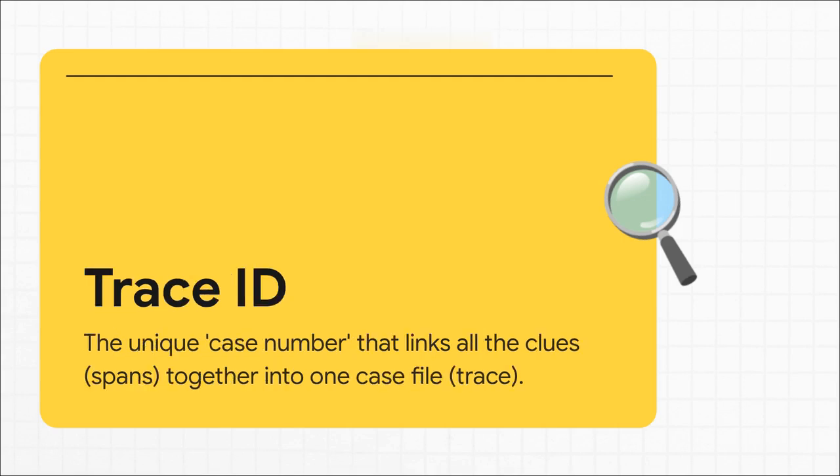And how do we know all these clues belong to the same case? That's where the trace ID comes in. It's like a unique case number. Every single span, every little clue that's related to that one user request gets stamped with this same ID. It's the thread that ties the whole story together from beginning to end.